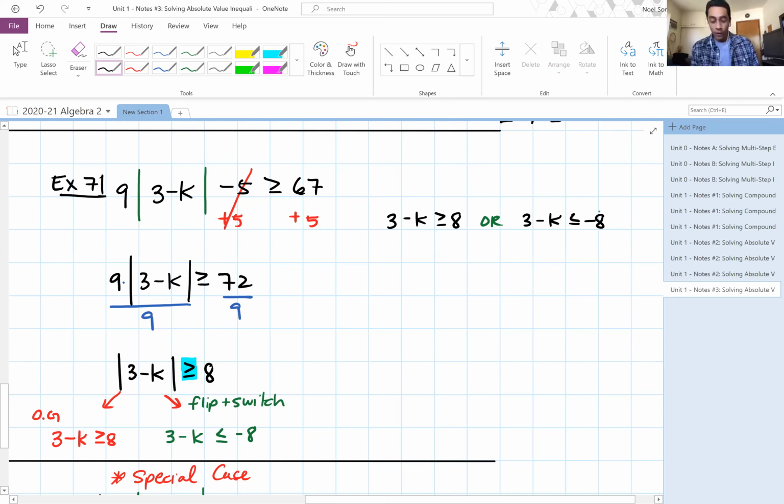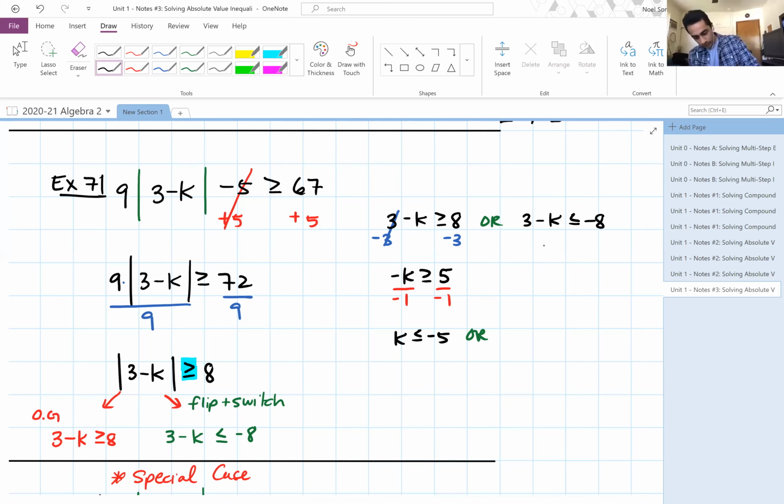All right, so let's solve. We got some easy ones here. So let's subtract 3 first. Negative k greater than or equal to 5. So we want to go ahead and divide both sides by negative 1 here, so that we get k will be less than or equal to negative 5. Okay. Or let's solve the other side as well. Subtract 3.